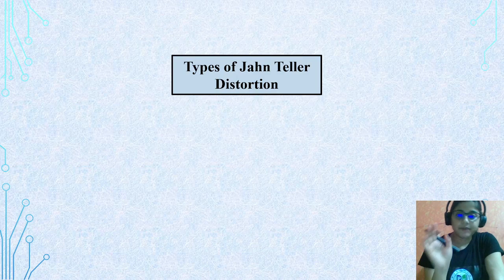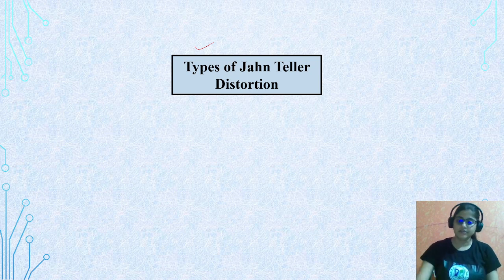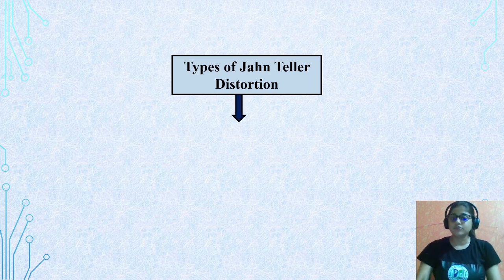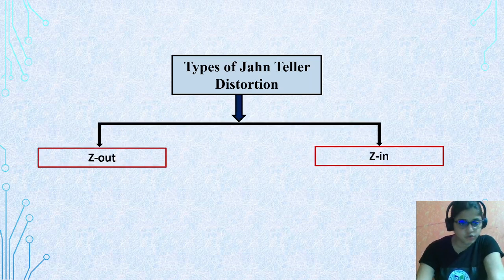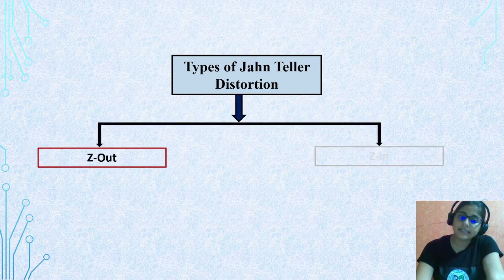Okay, fine. Now the types of Jahn-Teller distortion. This is the main important thing which we have to understand clearly. I am teaching you in a step by step manner. Just try to listen carefully, you will understand it. Types of Jahn-Teller distortion are of two kinds: Z out and Z in. I hope you know these terms. So now what is Z out? Okay, let's see.